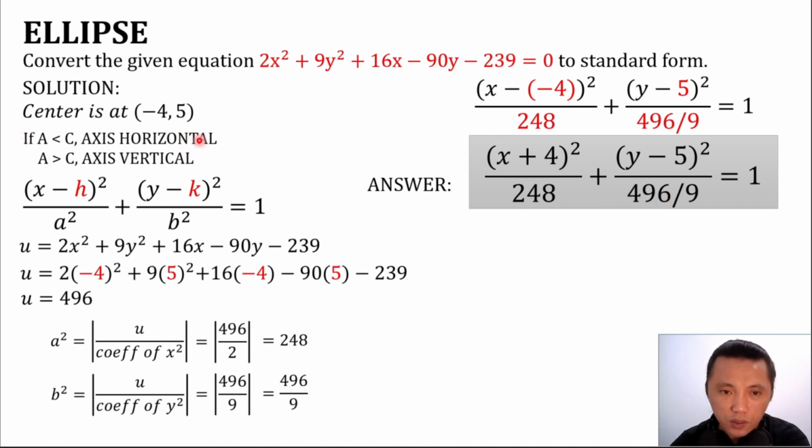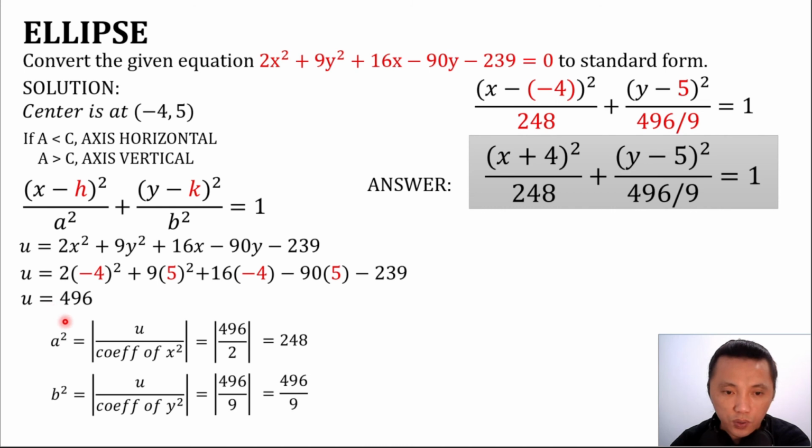So you have to check first if it is axis horizontal or axis vertical by comparing the values of A and C. Then you solve for U. To solve for the value of U, you should use this given equation here. Substitute the values of H and K for X and Y correspondingly.